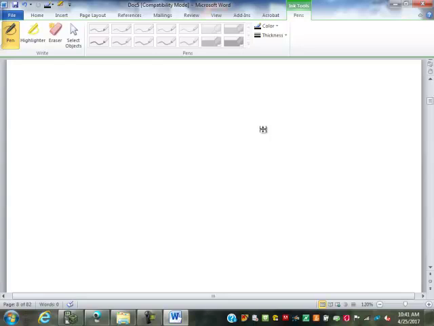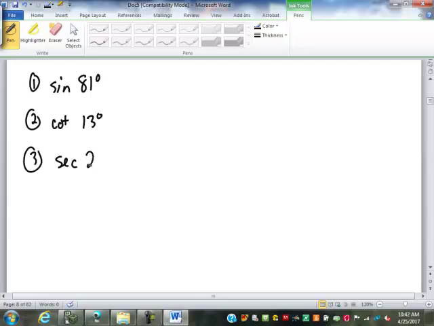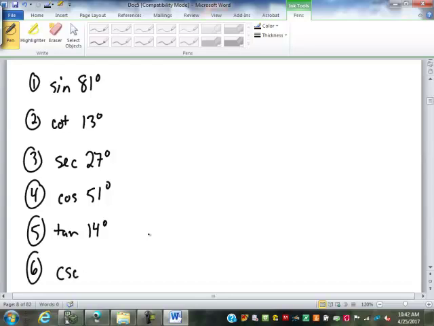So I want you to find for me the sine of 81 degrees. Cotangent of 13 degrees. Secant of 27 degrees. Cosine of 51 degrees. Tangent of 14 degrees. And finally, cosecant of 52 degrees. Find those in your calculator for me quick.